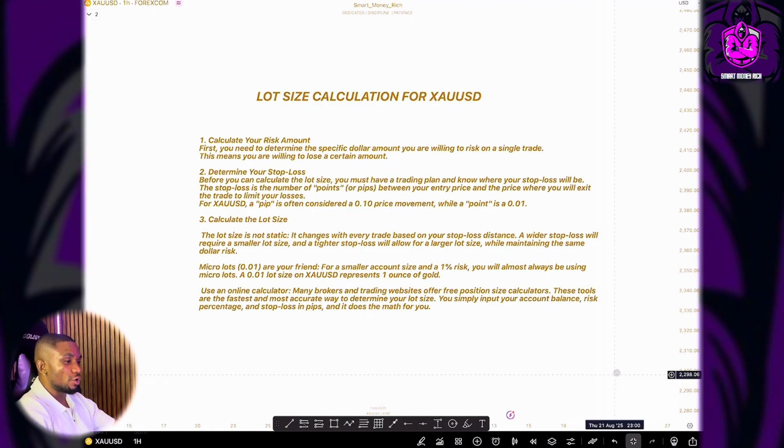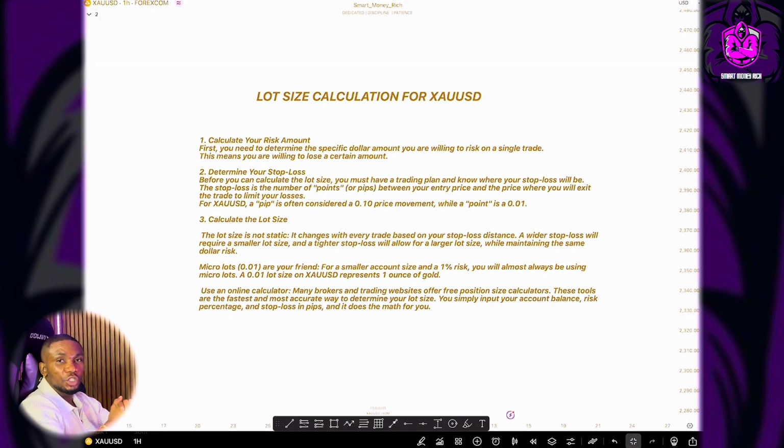Number 3. This is where you come to calculate the lot size. The lot size is not static. It changes with every trade based on your stop loss distance. A wider stop loss will require a smaller lot size, and a tighter stop loss will allow for a larger lot size while maintaining the same dollar risk. Micro lots, which is 0.01, are your friend for a smaller account size. With a 1% risk, you will always be using micro lots. A 0.01 lot size on gold represents 1 ounce of gold, right?